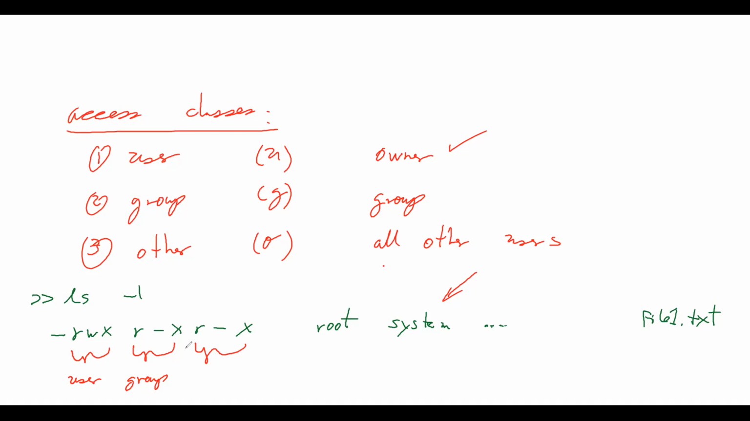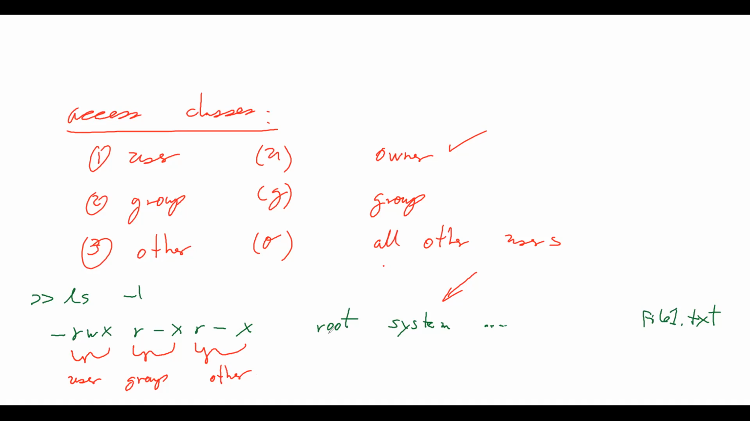They can read and execute, but they cannot write to that file or overwrite it. That's not allowed. But they can use it. They can read it. That's okay. And then other just means the rest of the world. Any other account on this system that comes in and looks at this file can only read and only execute, nothing more.